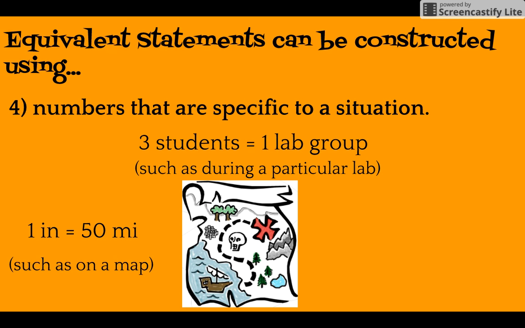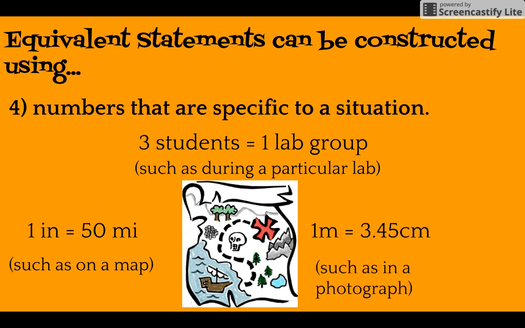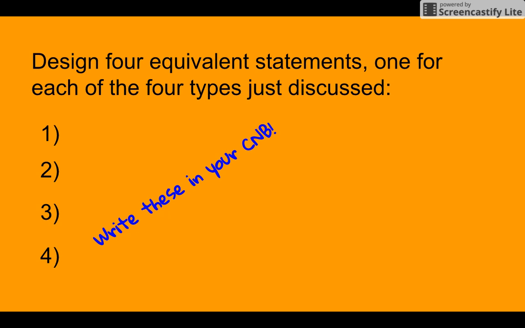Now you could also, if you have a map, say 1 inch on your map equals 50 miles, right? Or for this photograph, you could say 1 meter equals 3.45 centimeters. If you know that for this treasure map, you could figure out easily how to get to the treasure. Now, design 4 equivalence statements, one for each of the 4 types just discussed. Write these in your composition notebook, stop the video, and figure out 4 different equivalence statements. Go back, look at your notes.